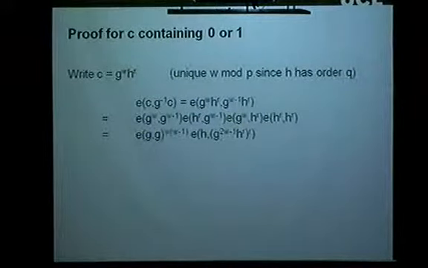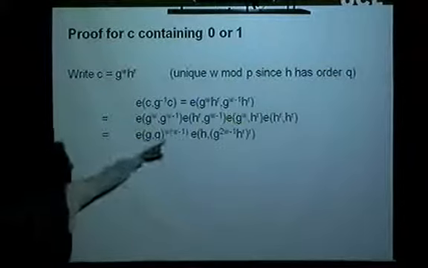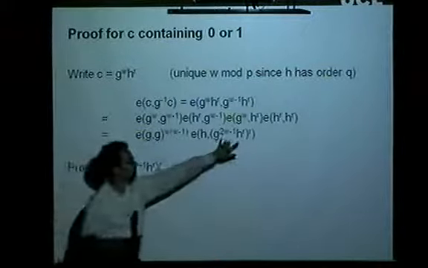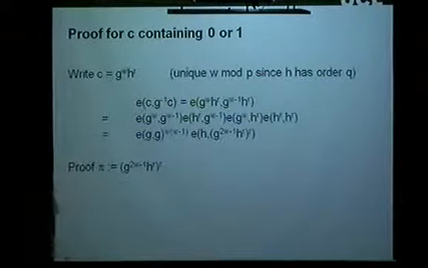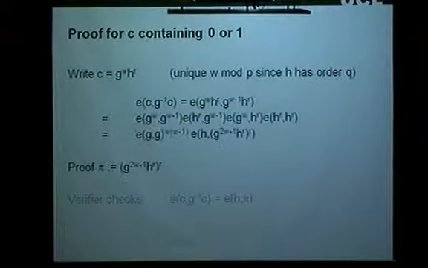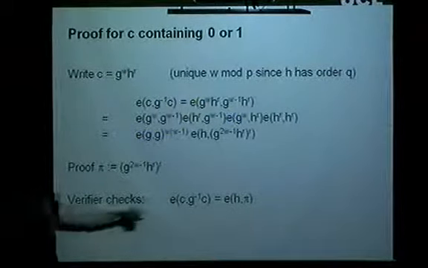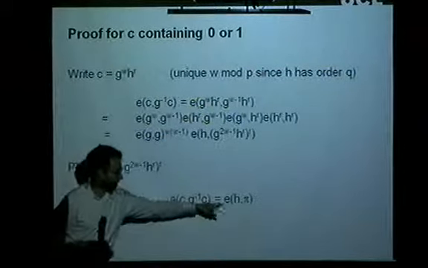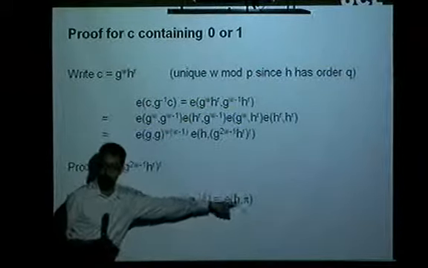And if w is 0 or 1, then of course this term just cancels out, and there's nothing left. The proof is going to be this term in here. So that's what the prover will send to the verifier. And the verifier will check that when you pair the ciphertext and the commitment and commitment divided by g, then you'll get the pairing of h and the proof.